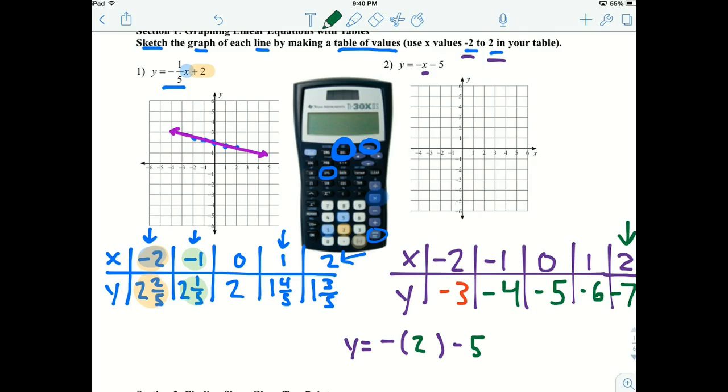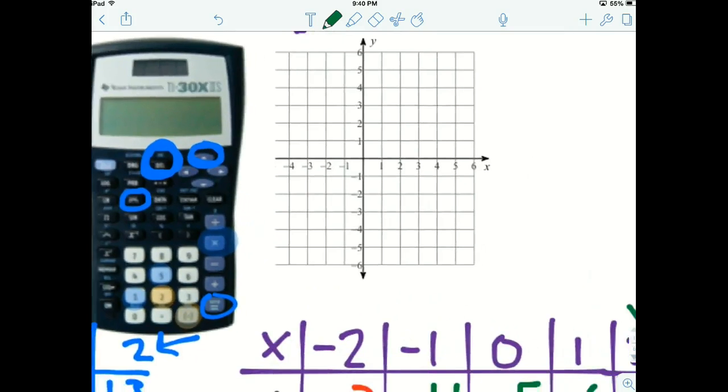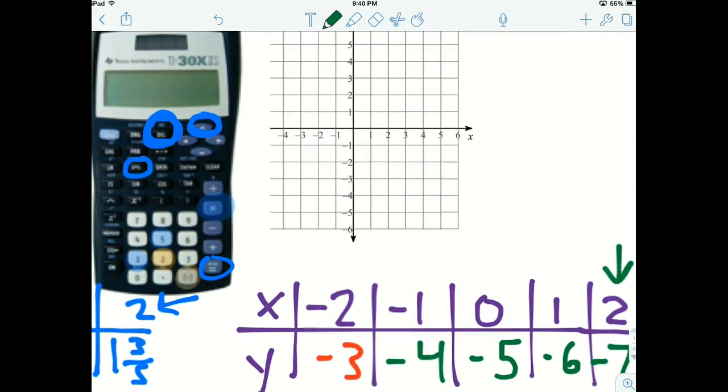And now I have to plot these points. So I go to my graph, and as I look at this, I go back 2, so I'm going to start with this one. I'm going to go backwards 2 and down 3. So back 2, down 3. Plot that point. I'm going to go then backwards 1, down 4. Backwards 1, down 4. I'm going to go neither backwards nor forwards. I'm going to move over 0 and go down 5.